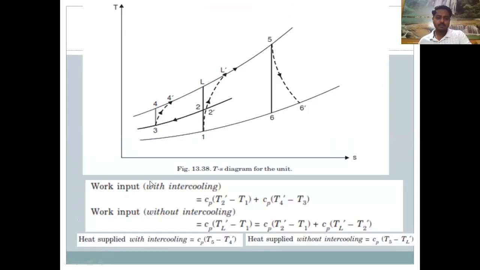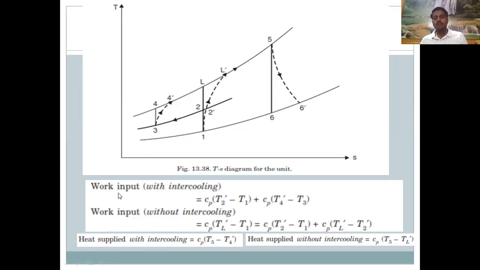Now see, from 1 to 2 dash we have low pressure compression, and 2 dash to 3 and 3 to 4 dash, we have the effect of intercooling. But if we do not have an intercooler, our process goes from state 1 directly to 4 dash. This is the effect of our intercooling.